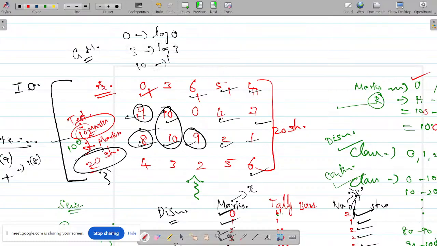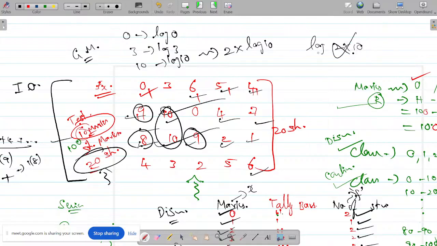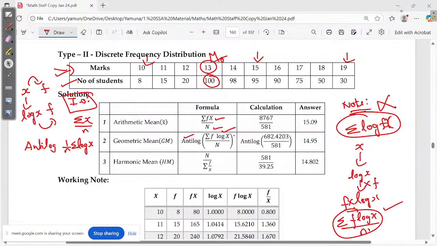For 10, you take log 10. How many 10s are here? 1, 2. That means you take log 10 for 2 times. Am I right? You should not take this as log 2 into 10. It's an abrupt mistake. Don't do it. Don't take it as 2 into 10, then log. No. For 10, you take log 10, then you multiply by 2. So this is the second formula.